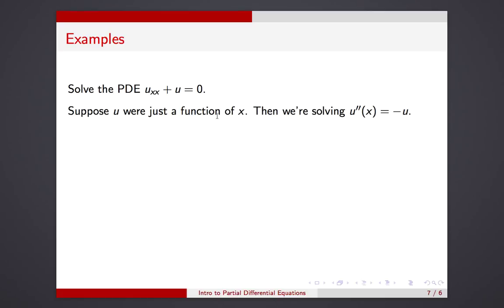Well, if u is just a function of x, then the second partial with respect to x is just the normal second derivative. And so what we're trying to solve is u double prime equals negative u. Now if you've taken the differential equations course here, this is the kind of equation you would have solved in about the third week of class. This is a second order linear DE. It's just u double prime plus u is 0.